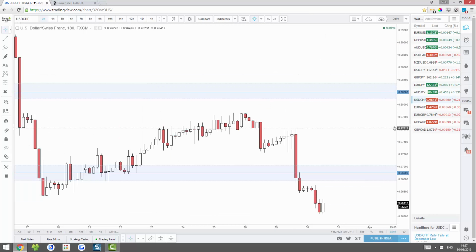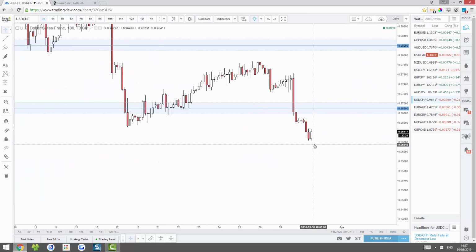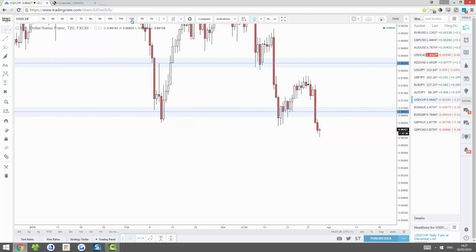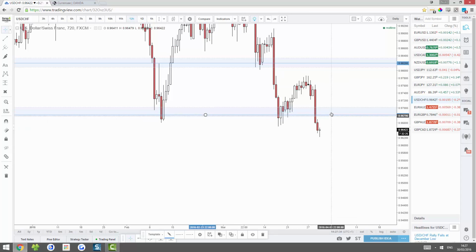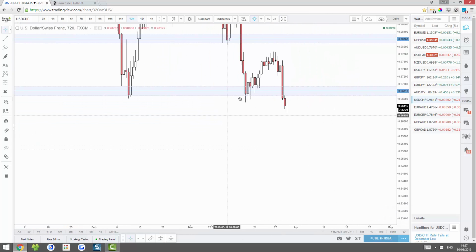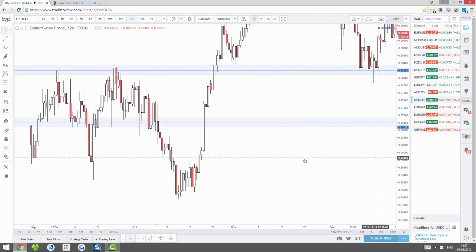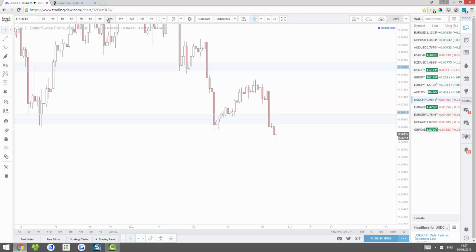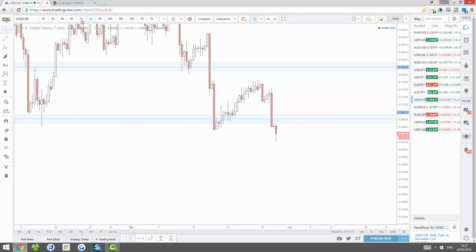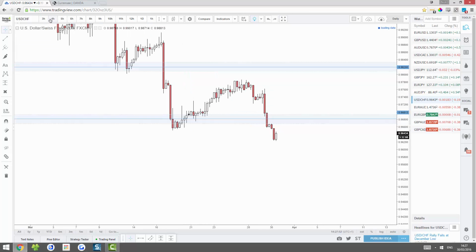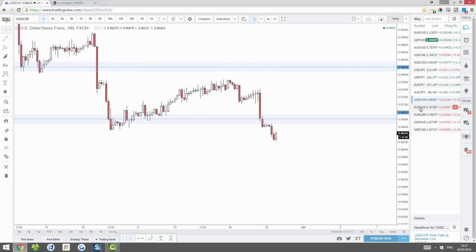USD CHF. Some people, I believe, if I remember correctly, are looking at potentially taking a long here. I'm not too sure about it. I see the support area here being very strong. Not too sure about down there. I'm going to keep my support area where it is because it's based on some very strong recent bounces. And I'm going to say nothing on USD CHF.